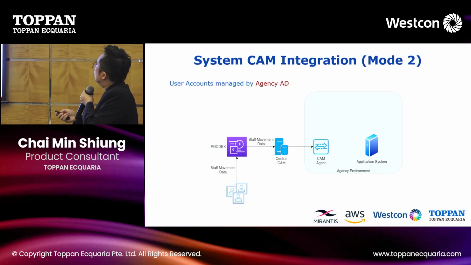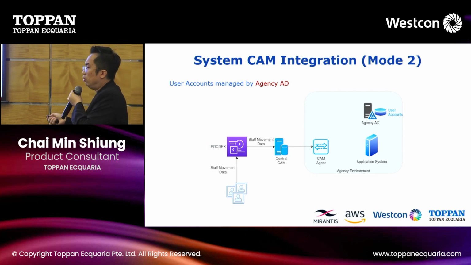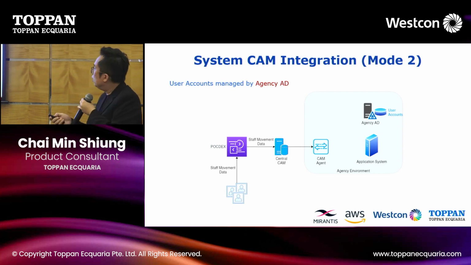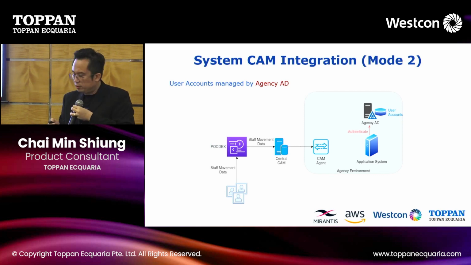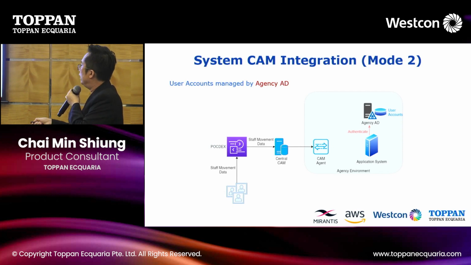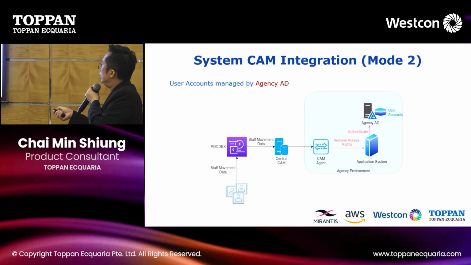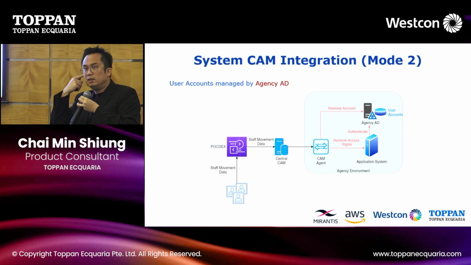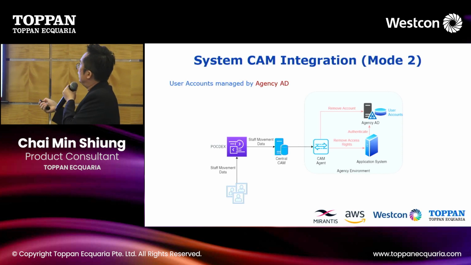The next mode of CAM integration is mode 2, whereby the user accounts are managed by your agency AD. So you have an agency-wide AD that supports the authentication of user accounts for all your application systems. All your applications will authenticate against your agency AD. Through CAM integration, in the same scenario, when a staff leaves and the CAM system informs you, the application only has to be concerned about removing the access rights of the user, while the removal of the account is done by the agency AD. Definitely more centralized than mode 3 because it's an agency-wide AD.